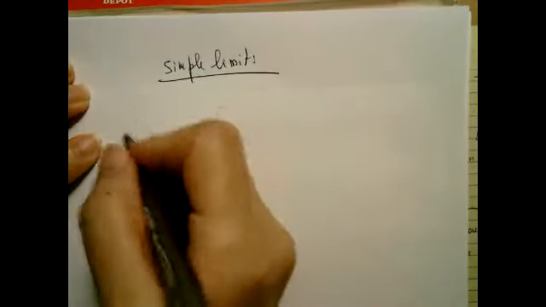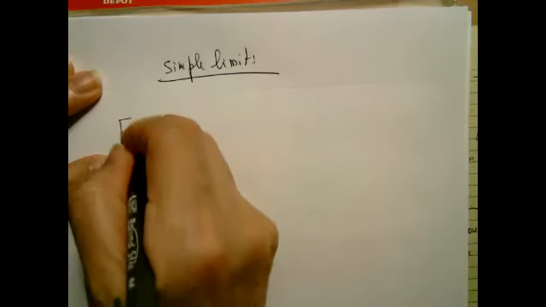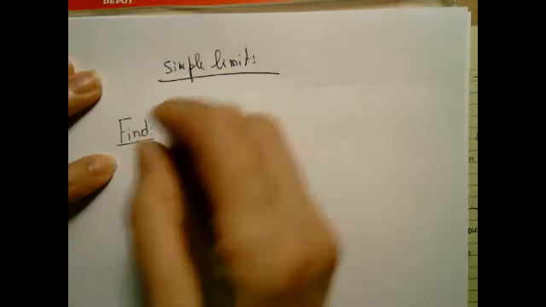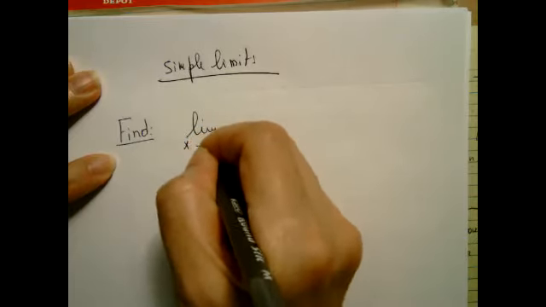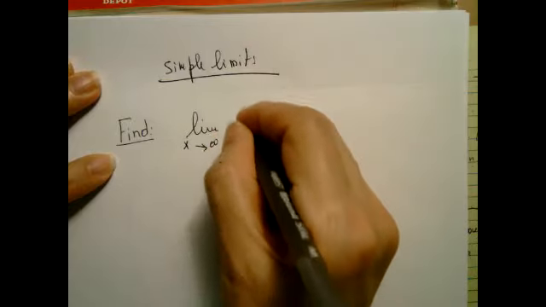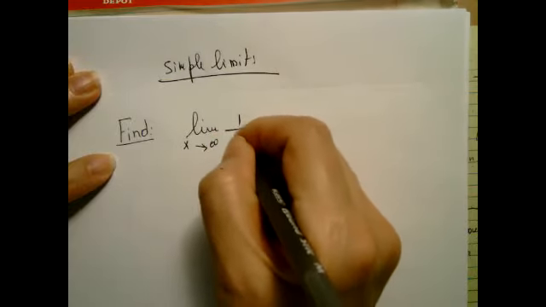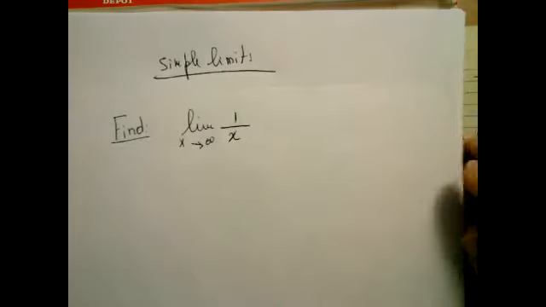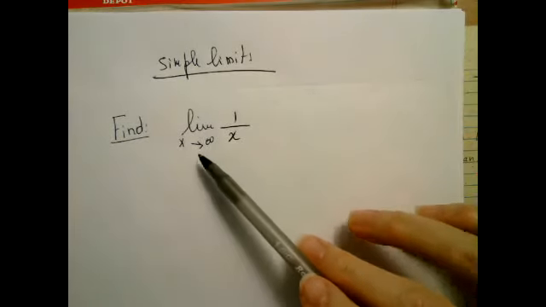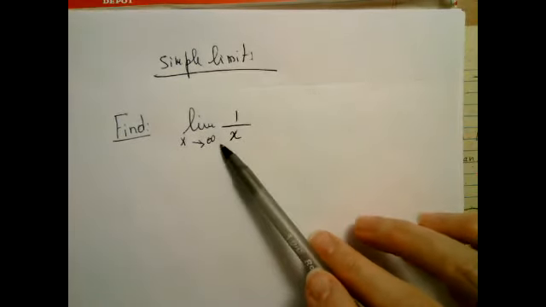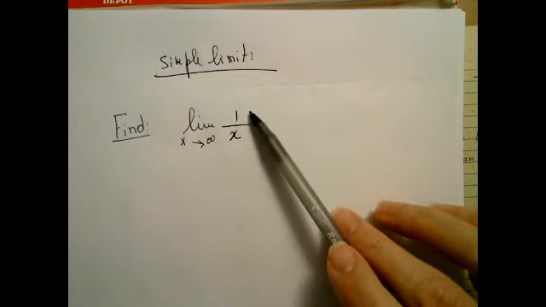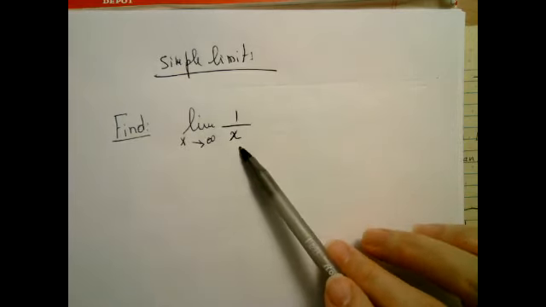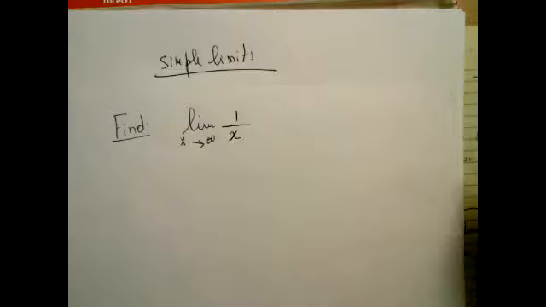Let me ask you to find the following: the limit as x goes to infinity of 1 over x. Let's watch carefully. When x starts taking very, very large values, what happens to 1 over x? It means you take 1 and divide by a very large number. What do we get?